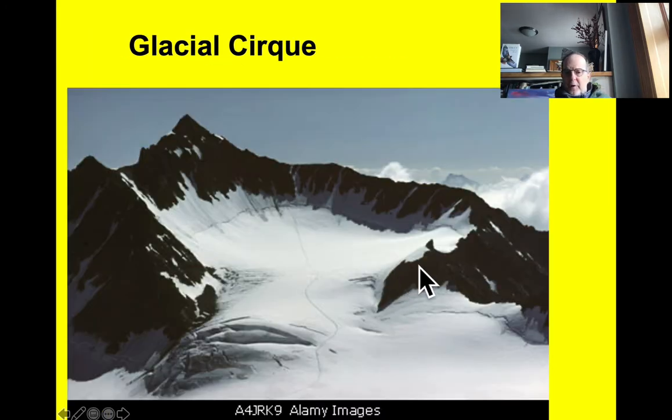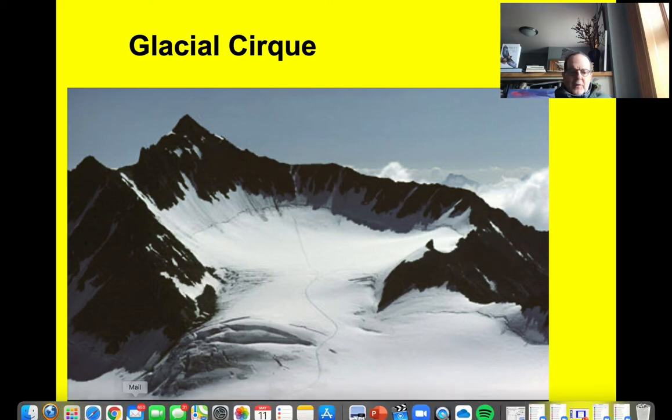So here's your cirque with a glacier in it. Potentially, if this was surrounded on all sides by other glaciers, this could become a horn. The arête is this edge here. The arête is the edge of the cirque in this case.